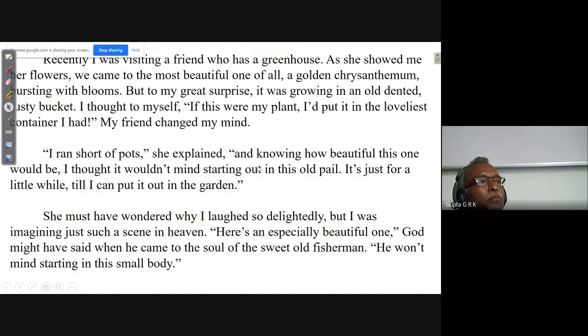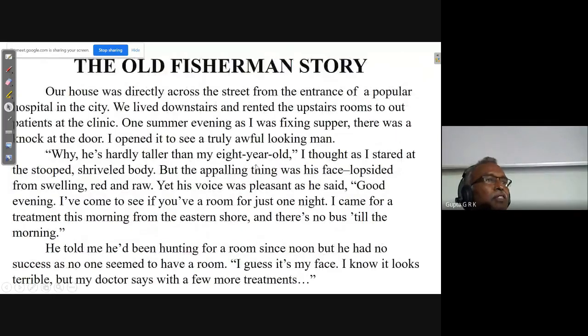So we'll go to a nice story, a touching story. It is an old fisherman story, which one lady was narrating. Our house was directly across the street from the entrance of a popular hospital in the city. We lived downstairs and rented the upstairs rooms to outpatients at the clinic. One summer evening, as I was fixing supper, there was a knock at the door. I opened it to see a truly awful looking man.